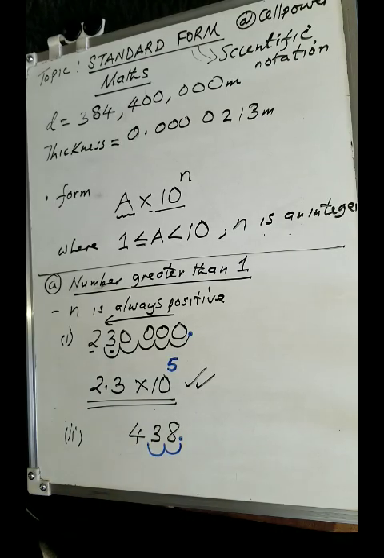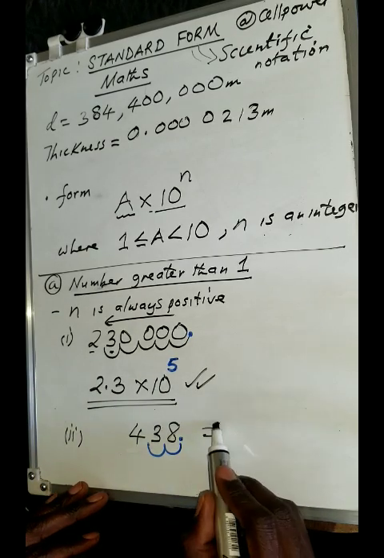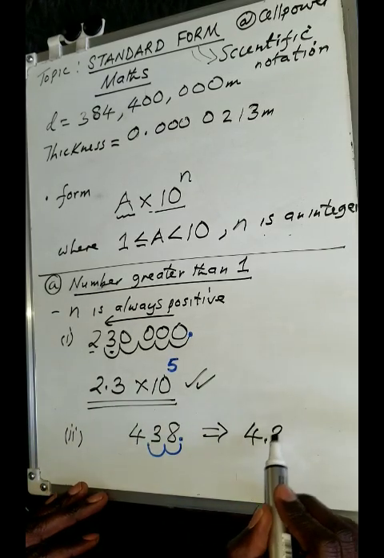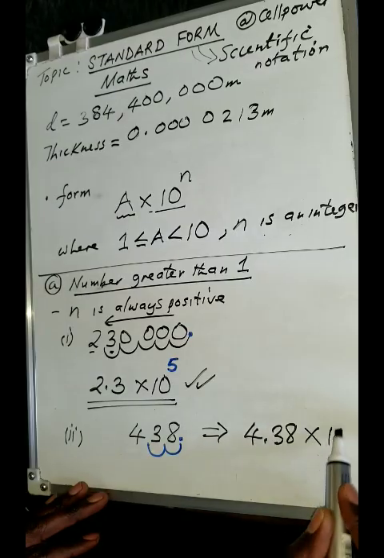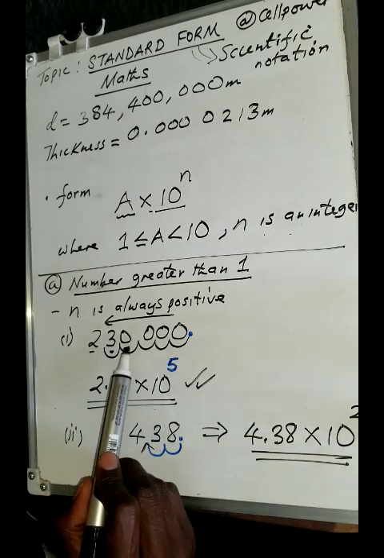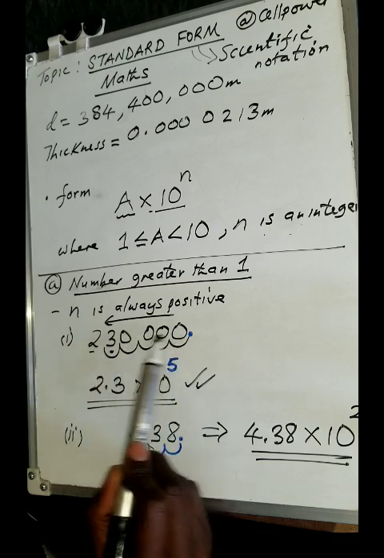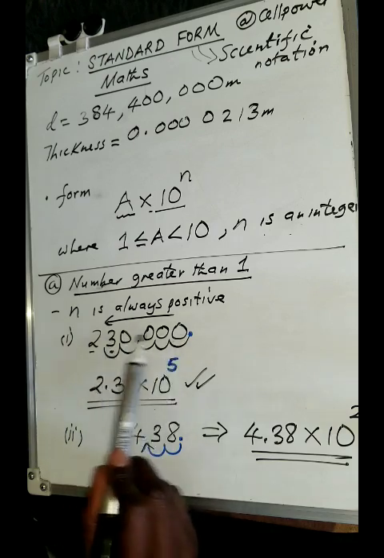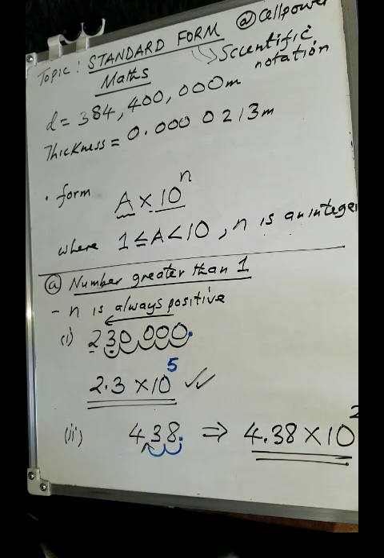So 1, 2. This can actually be written as 4.38 times 10 raised to the power... How many times have you moved it? 1, 2. So you have moved it 2 times, so it will be raised to the power 2. Someone might ask, but what about those zeros there? In the meantime, I've just ignored the zeros, but you're going to understand later on when we look at significant figures.